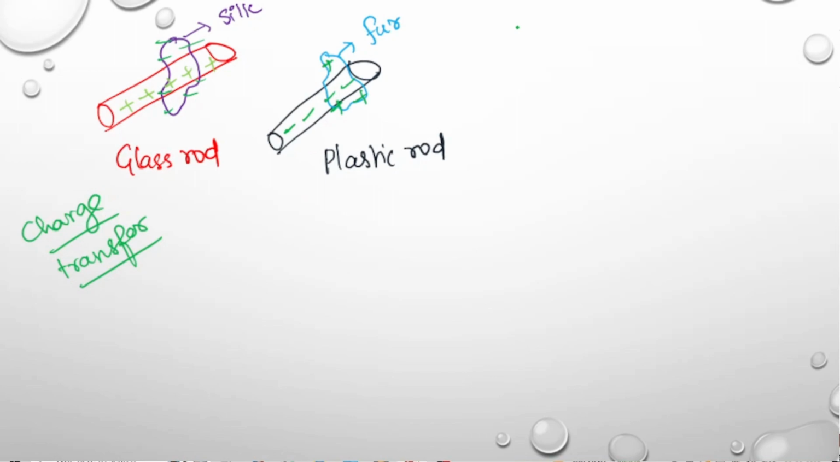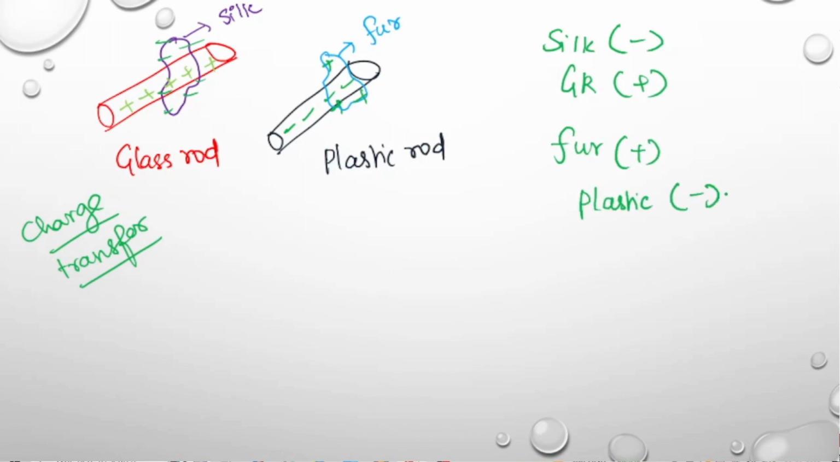So in this condition, if you just observe, silk has got negative charge and glass rod has got positive charge. So the silk has the ability to gain negative charge, right? Yes, it can gain electrons. That is the meaning. While rubbing, I got silk with negative charge and glass rod with positive charge. While rubbing, I observed the fur gaining positive charge and the plastic rod gaining negative charge.